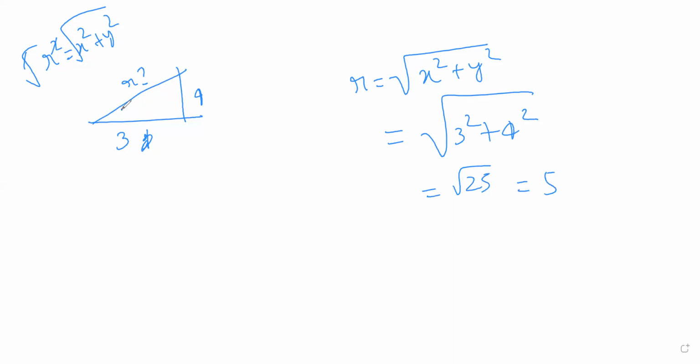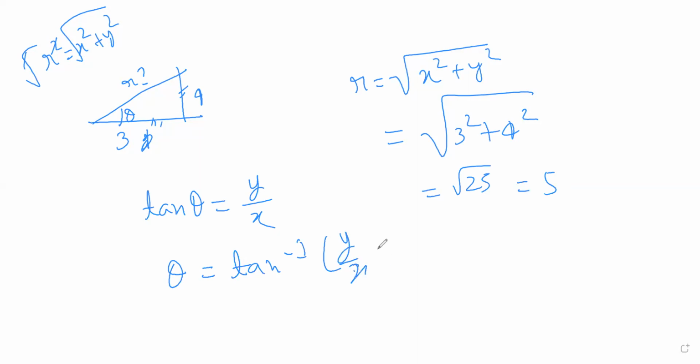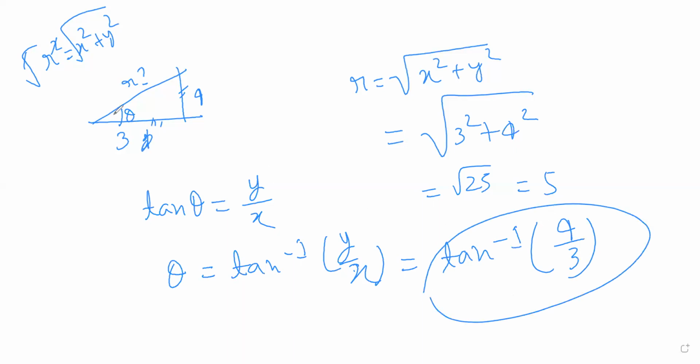How do I find the angle now? Simple. Opposite over adjacent equal to tan theta, or tangent: tan theta equal to y over x. Now, if we are asked to find theta, it will be tan inverse, or you can say arctan, y over x. So what is y over x? Tan inverse of 4 over 3. Now, if you find this, you will find your angle.